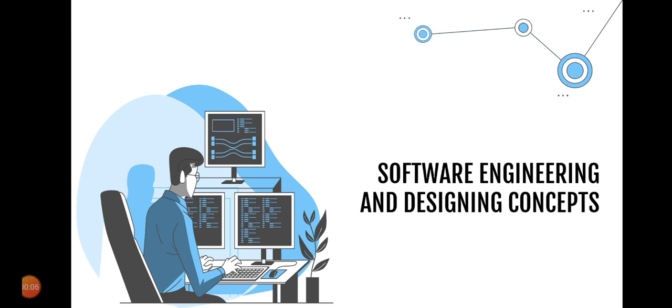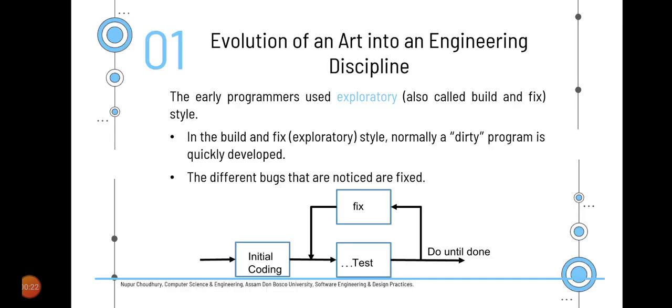In today's session, we will be discussing more about how art transformed into engineering, and we will also look into the requirement for software engineering principles. So moving ahead, the early programmers used exploratory style of programming, which is also known as build and fix style.